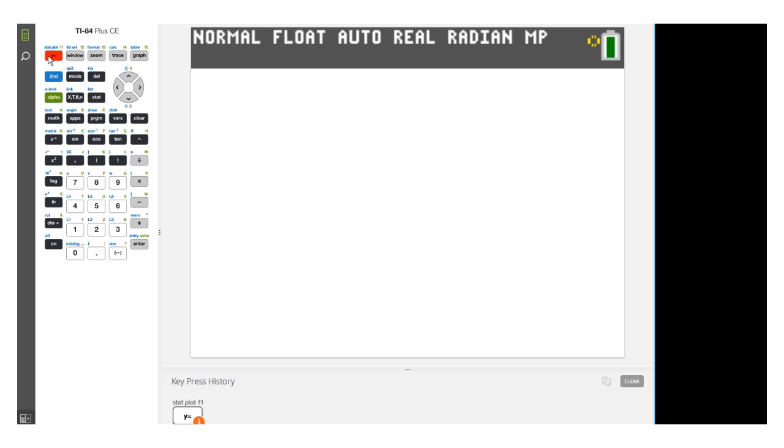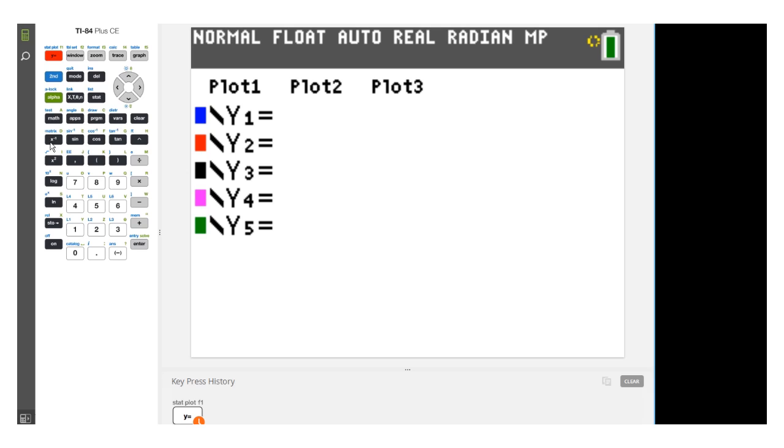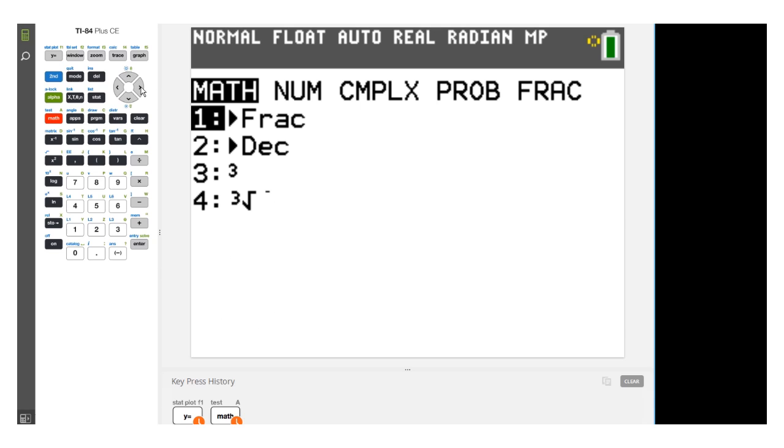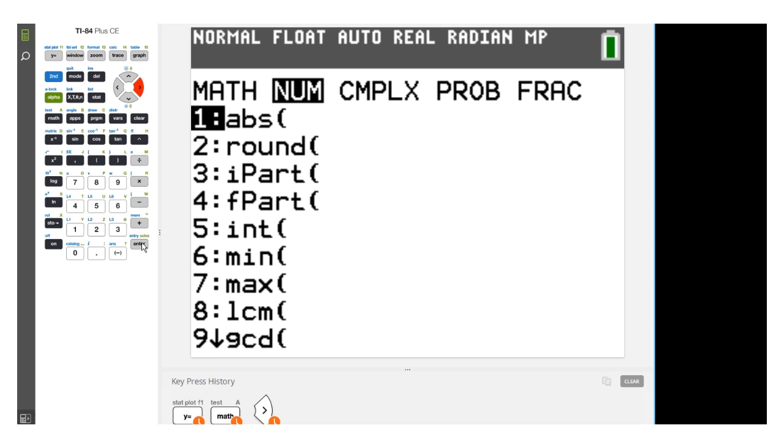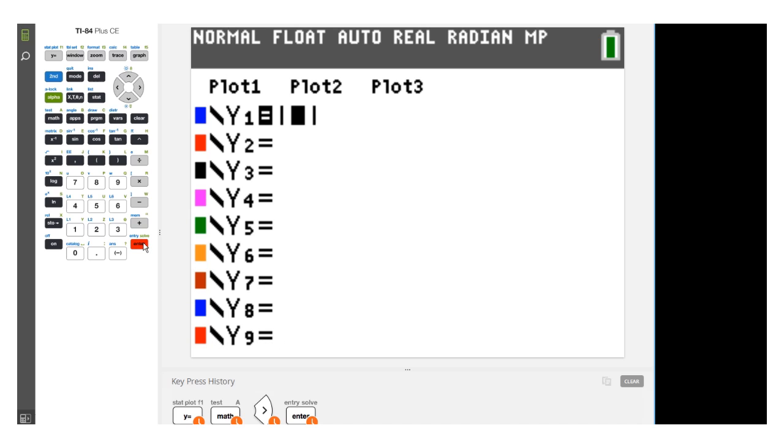I'm going to put the absolute value function in, and to get the absolute value function in, I'm going to have to use the math key, and then I need to use the right arrow to go to number, and then I'm going to hit enter. The absolute value function is now in y1, and all I need to do is put x inside the absolute value function, and minus 3. So graphing this function on my grid, I'm going to have this graph.